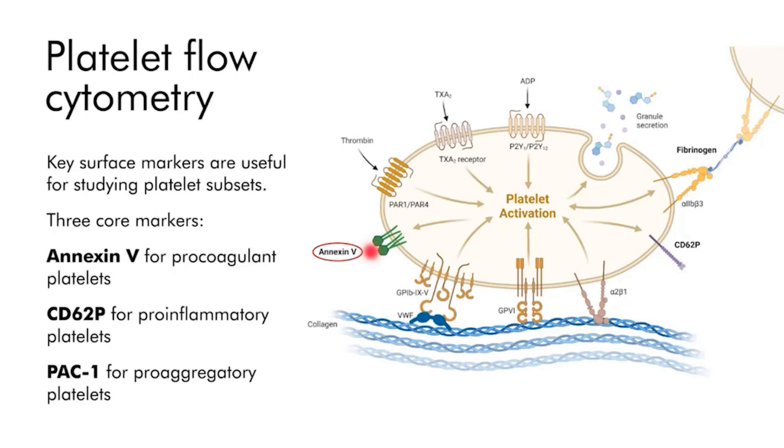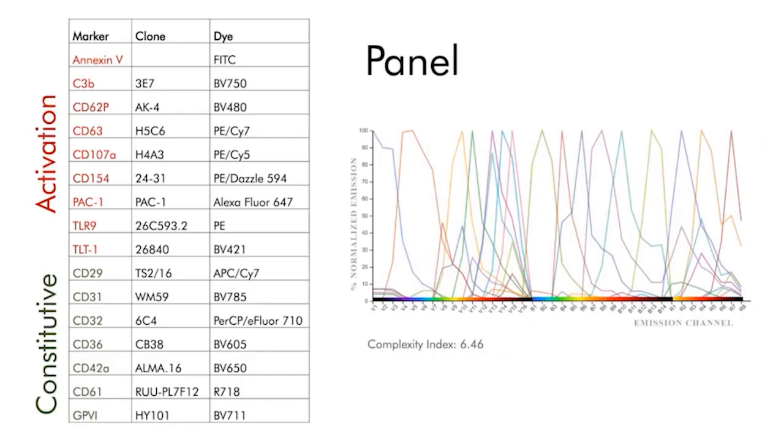So while these 2 to 3 core markers have been useful in studies of platelet activation, in order to advance our understanding of platelet biology, it's important that we expand the size and scope of our panels, and spectral flow cytometry is an accessible platform that allows us to do this. So we designed a panel of 16 clinically and functionally important platelet markers shown in the table on the left.